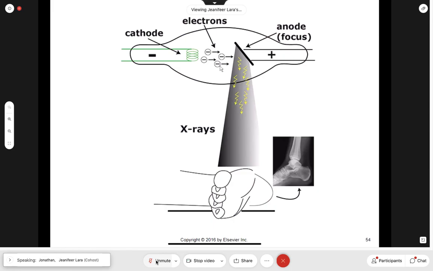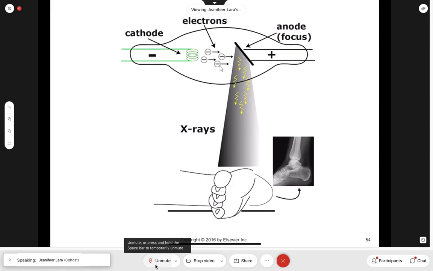By applying kVp. Okay, applying, but now we're jumping ahead. In layman's terms, if you're talking to me and I'm a kindergartner, how do I get those electrons to move? You create a positive charge on the anode side.